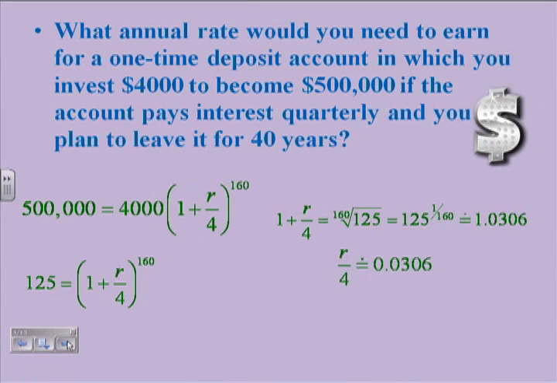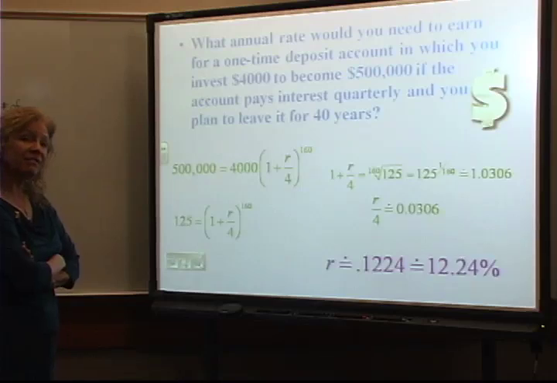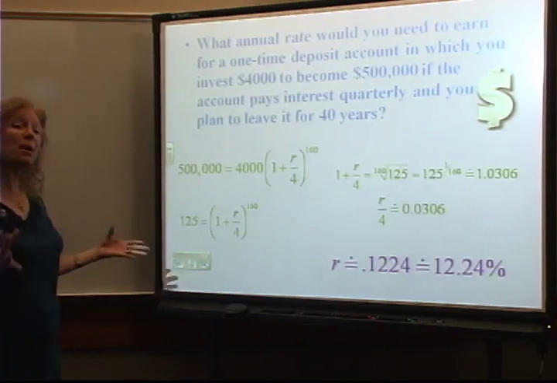Subtract the 1 away, and we get 0.0306, and then multiply by 4 to get up to an annual rate. And actually, I bet if we carried everything, we might have gotten 12.25%. So if you could find some investment that was paying 12.25%, your $4,000 could become $500,000 in 40 years. Okay, but that way we know.